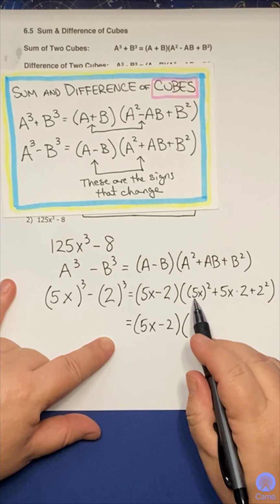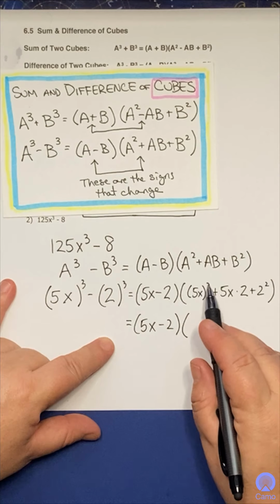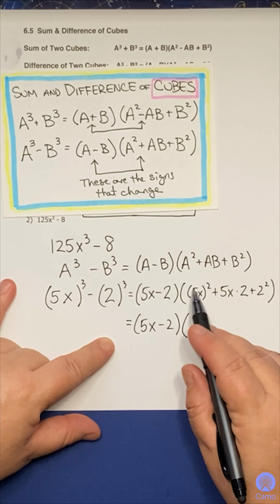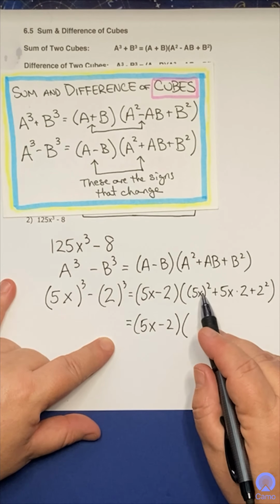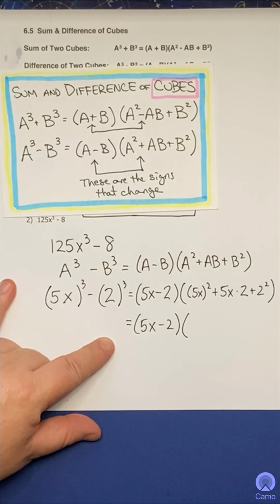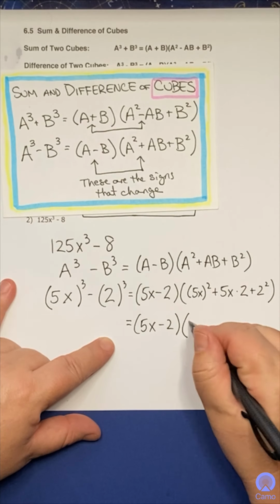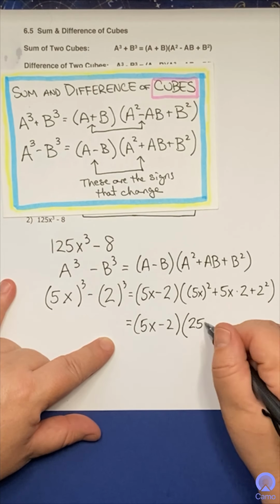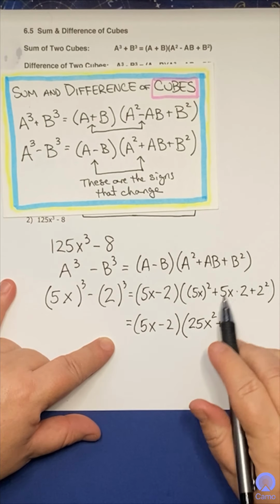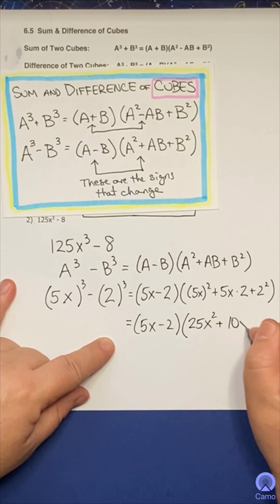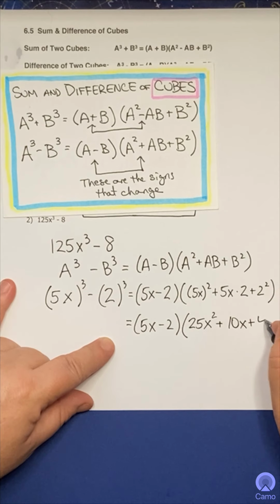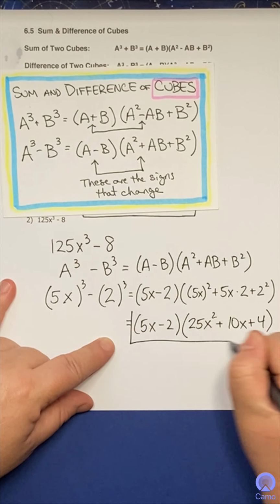times the quantity. Now, be very careful. Remember, when you square a term that has more than one factor, make sure you square everybody. So it becomes 5 squared, that's 25, and x squared. 5x times 2 is 10x. 2 squared is 4, and we're golden.